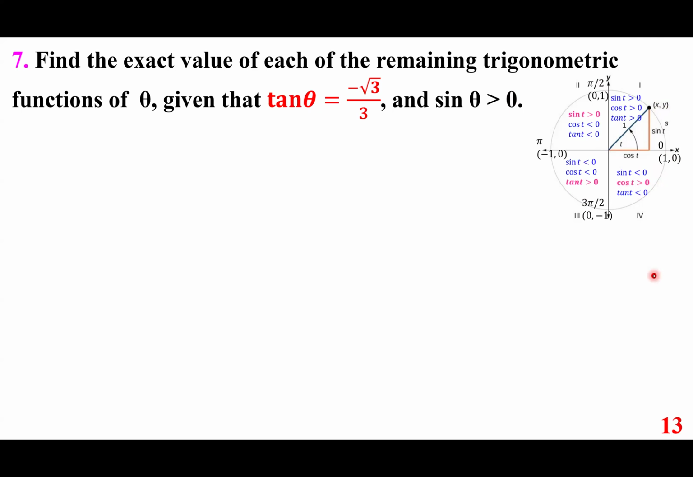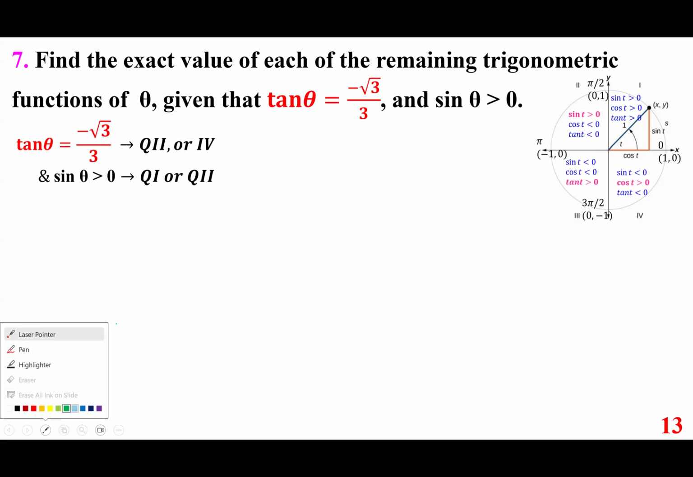So what's happening here? We know tangent is negative. If the tangent is negative, then it has to be in quadrant 2 or quadrant 4. They are telling us sine is positive. Sine is positive here in the first and second quadrant. So I hope you see that this is in common. So it makes it quadrant 2 automatically.